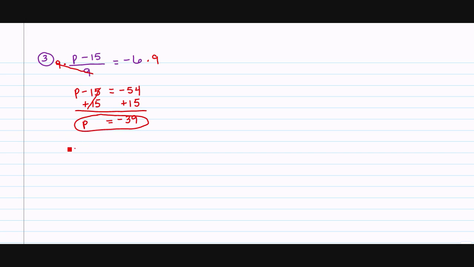I can plug that back into the problem. Negative 39 minus 15 divided by 9 equals negative 6. Negative 39 and 15 would be negative 54. Negative 54 divided by 9, and negative 6 equals negative 6. So I know I did my problem right.